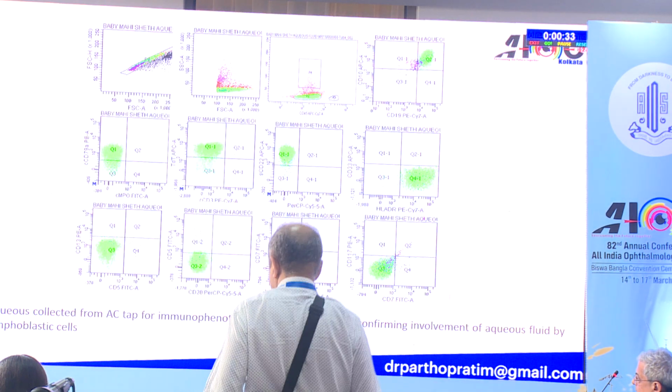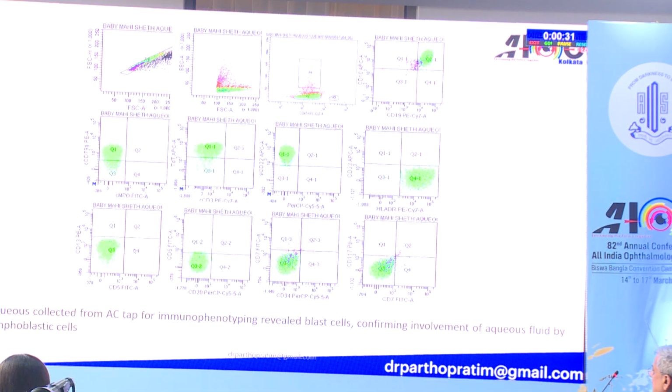And we did an AC tap, and the aqueous collected from the AC tap showed that these are not inflammatory cells, these are lymphoblastic cells which have come to the anterior chamber. So in leukemia patients, sometimes you can get a hypopyon. You have to make sure whether these are inflammatory cells or lymphoblastic cells.